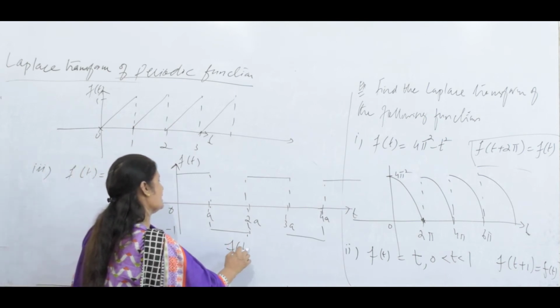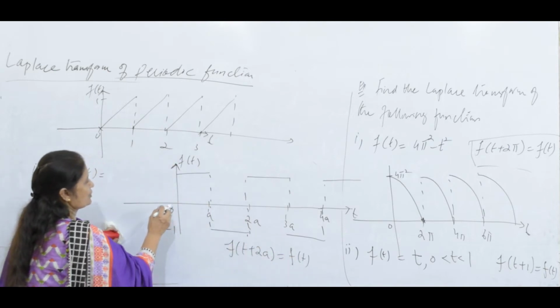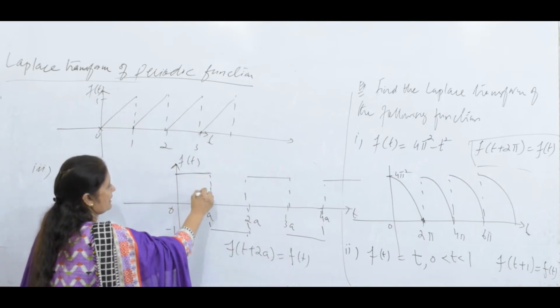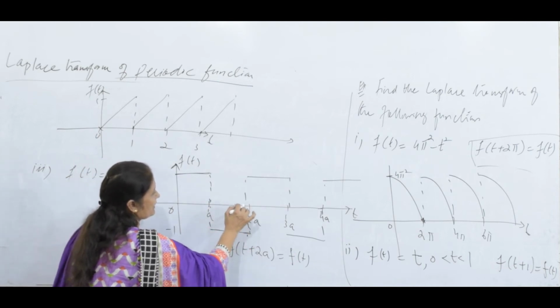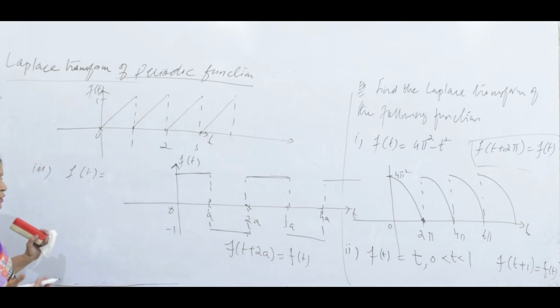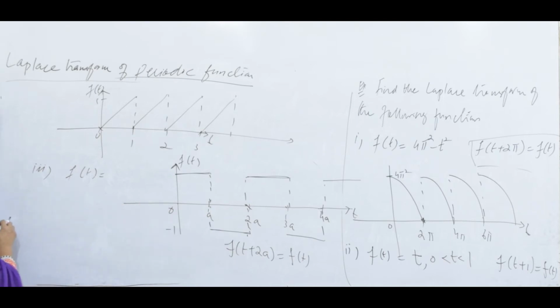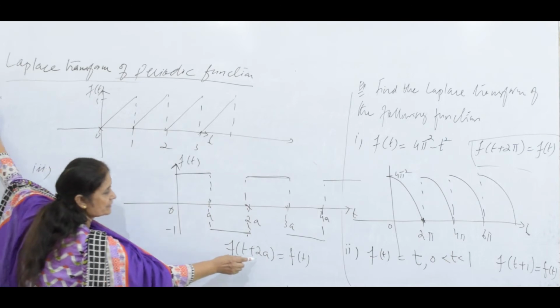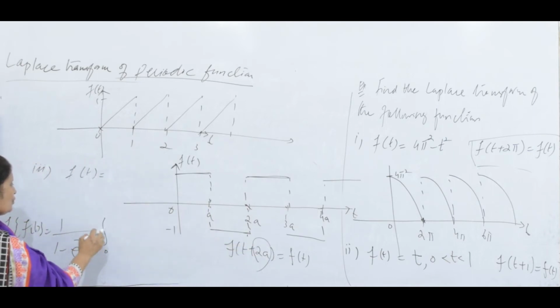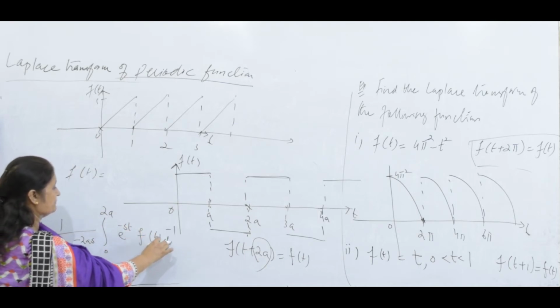f of t plus 2a is equal to f of t. Look at that. Because from 0 to a it is 1, and then from a to 2a it is minus 1. And then from 2a to 3a it is 1, and then minus 1. It means a square wave whose period is 2a. And if you are solving this, Laplace of f of t is 1 over 1 minus e to the power minus 2as, p is 2a this time, 0 to 2a, e to the power minus st, f of t dt.